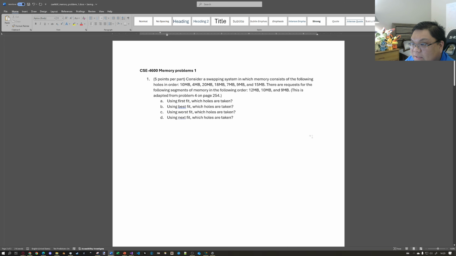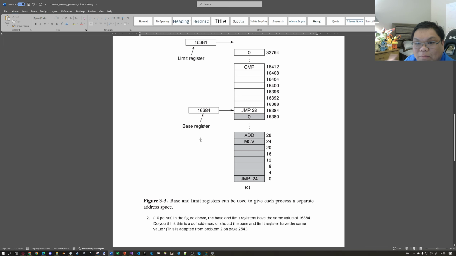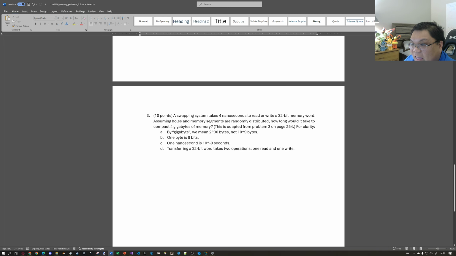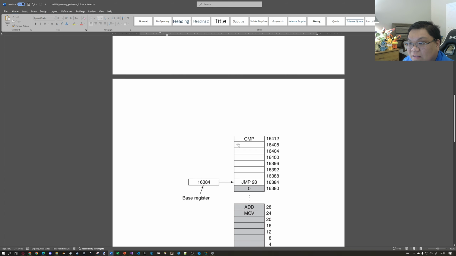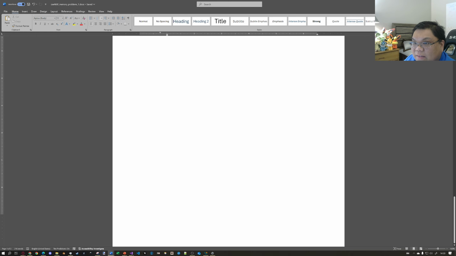So yeah, those are your first set of memory problems for Chapter 3. What holes are taken for these 3 processes? Must the base and limit register have the same value, or can they be different values? And how long would it take to compact 4 gigabytes of memory, given all of this information here? So yeah, those are your homework assignments. 3 pretty basic assignments. Just write down your responses to this and submit that on the Canvas.